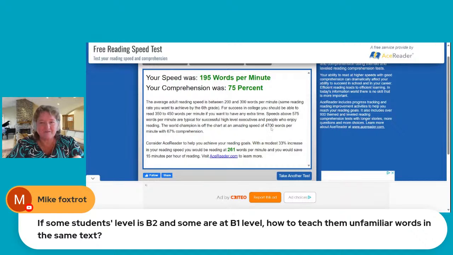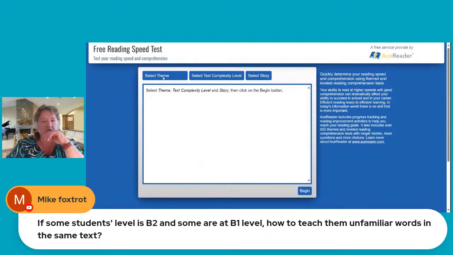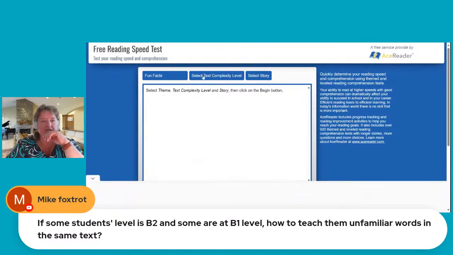But even notice the word champion only had 67% comprehension. So that's what I mean. It doesn't have to be 100%. But this is great because students can measure the number of their speed. So it gives them a number, right? So I usually do this like at the beginning of the class, and then you can go to higher levels.